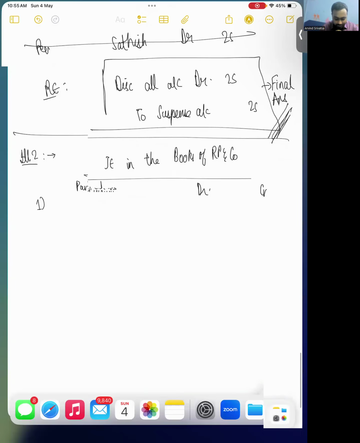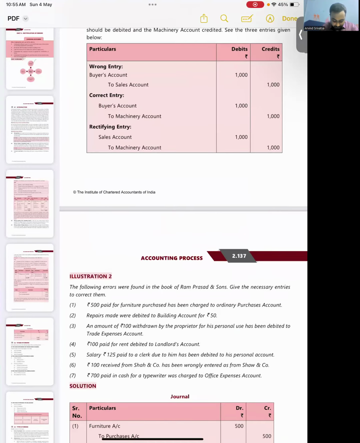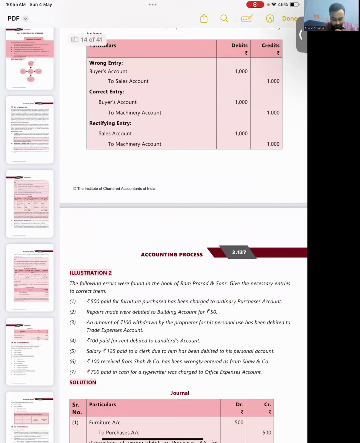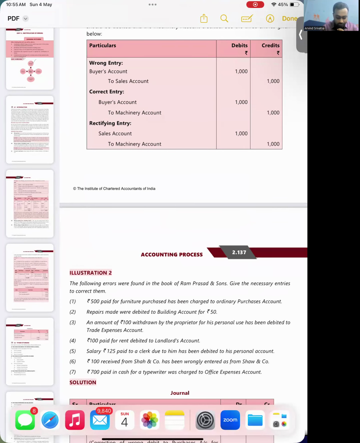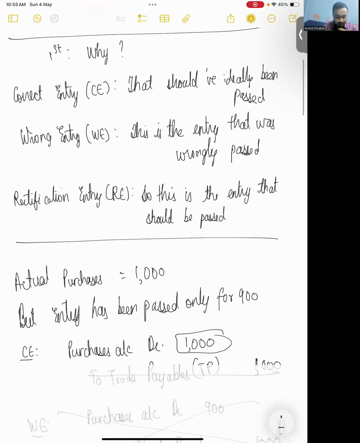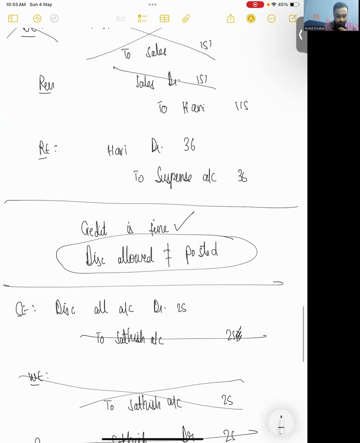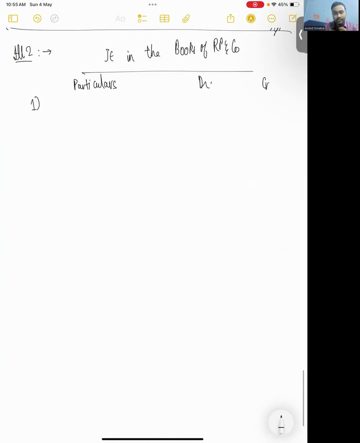So we'll just start off with illustration two. The following errors were found in the books of Ram Prasad and Sons. Give the necessary entries to correct them. Cash paid for furniture purchased has been charged to ordinary purchase account. So Ram Prasad and Co has purchased furniture, but they have wrongly taken it to purchases. Is that correct? No. It should ideally be taken to furniture account because furniture is an asset. Purchases pertain to your inventory.